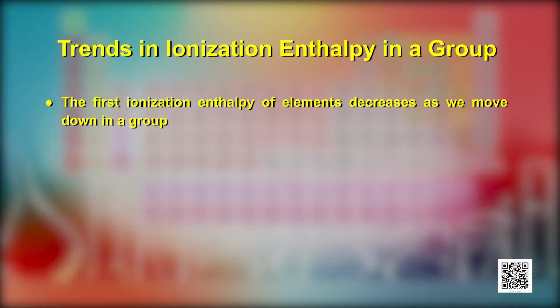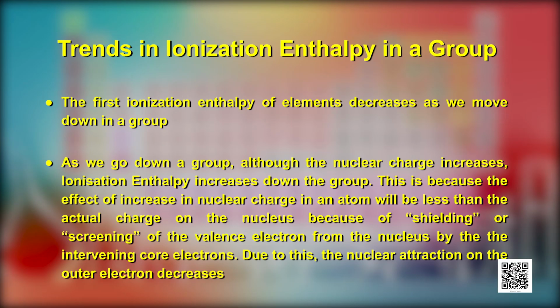The first ionization enthalpy of elements generally decreases as we move down in a group. To understand it better, let's have a look at the values of ionization enthalpy of group 1 elements. Ionization enthalpy decreases from lithium to cesium. As we go down a group, although the nuclear charge increases, ionization enthalpy decreases down the group.